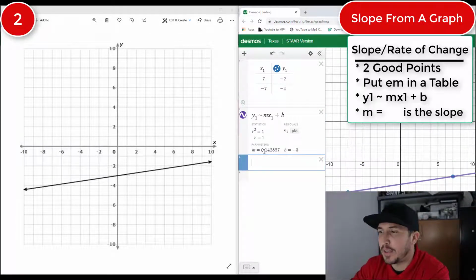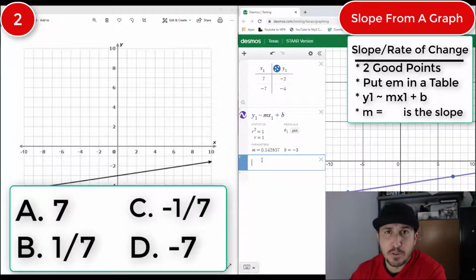It says my slope is 0.142857. Now, if this is a multiple choice test, all you've got to do is look at the choices and see which choice equals 0.142857. So here we go. Choice A says 7. Well, this clearly is not a 7, so it's not choice A.